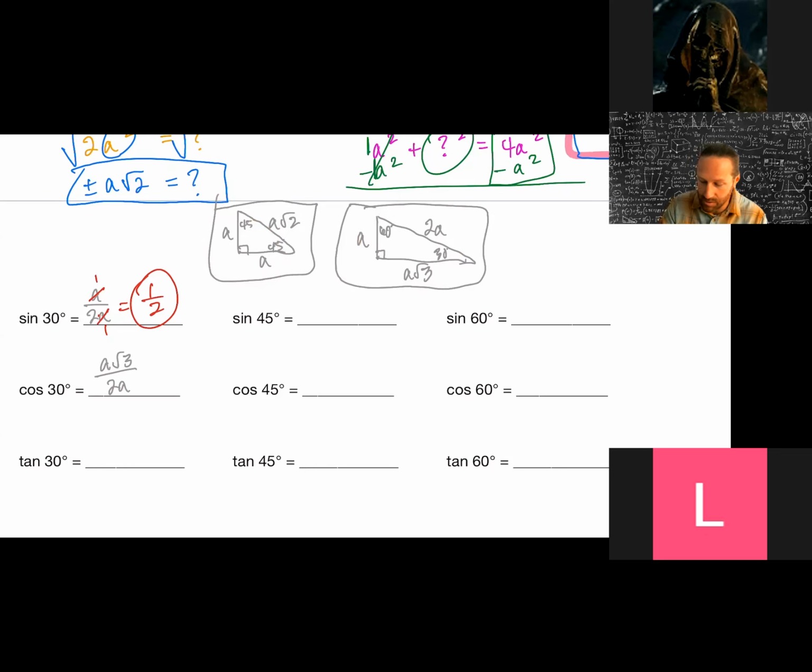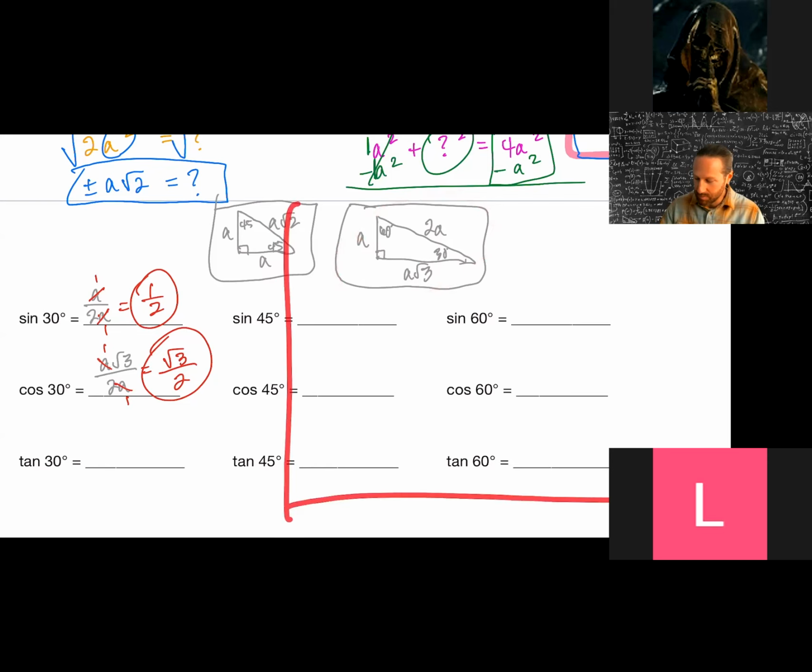Because what's going to happen here again? The a's cancel out, and what are we left with? So what is the cosine of 30 degrees in any triangle going to give you? Square root of 3 over 2. When? Over any of the values. Always. For any size triangle.